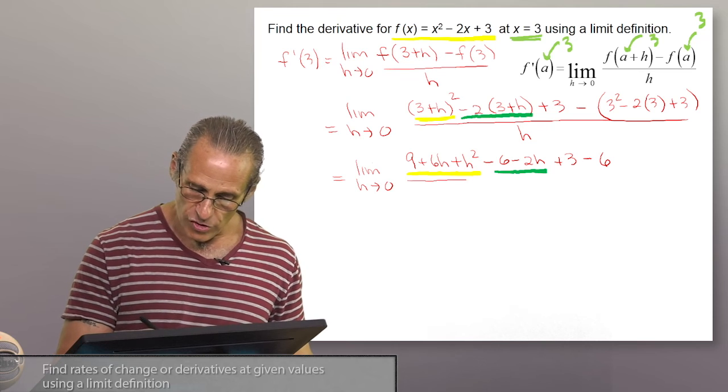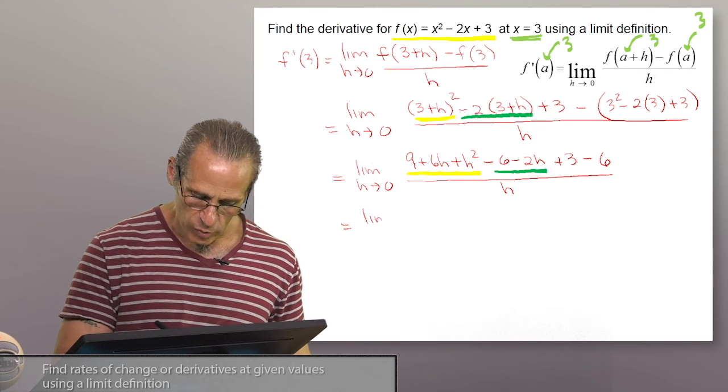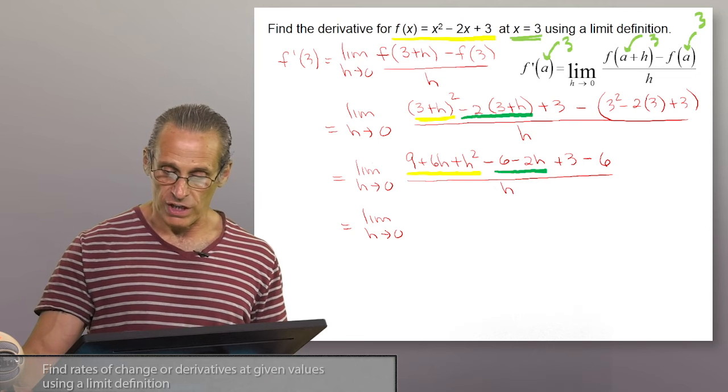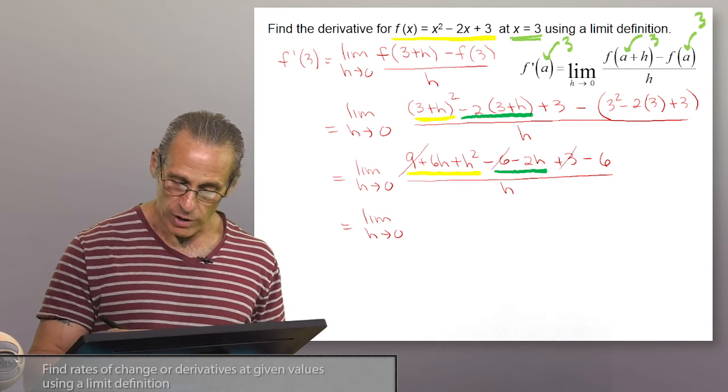And then I divide by h. And you may think I'm making things worse, but look what happens when I go to simplify. First of all, just look at the constants. 9 minus 6 is 3, plus 3 is 6, minus 6 is 0. These four numbers add up to 0.